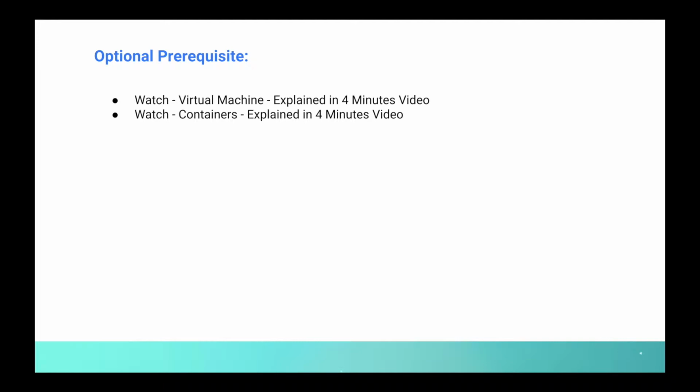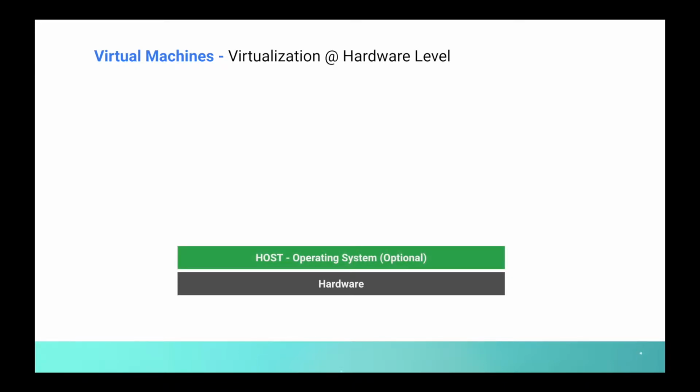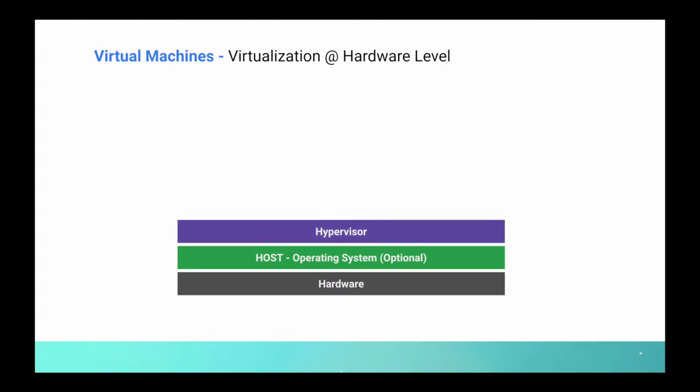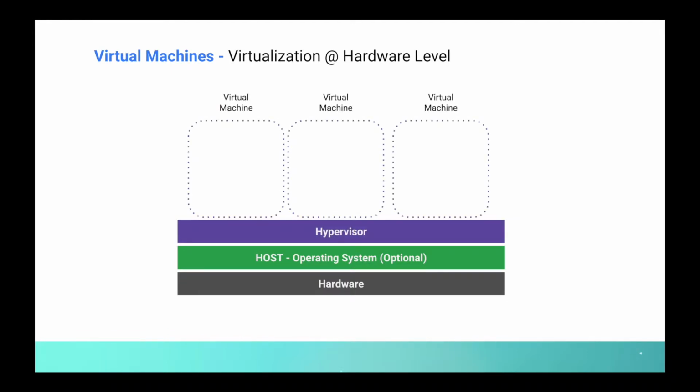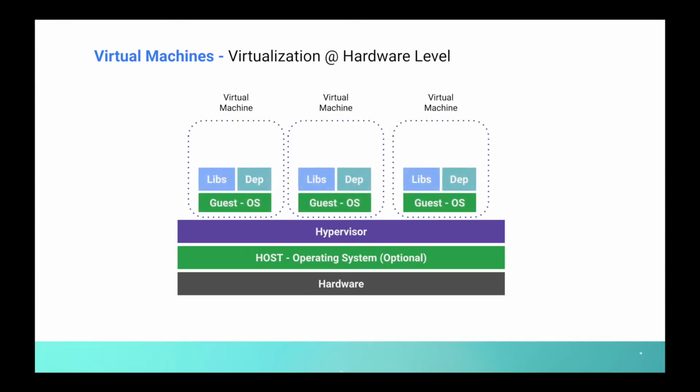Optional prerequisite for this video, you can watch virtual machine explained in 4 minutes as well as containers explained in 4 minutes. As you know, with virtual machines, virtualization happens at the hardware level where you have hardware and host operating system, sometimes it is optional, and you have a hypervisor which helps create virtual machines which come with their own guest OS. On top of which you'll have libraries and dependencies and then applications.